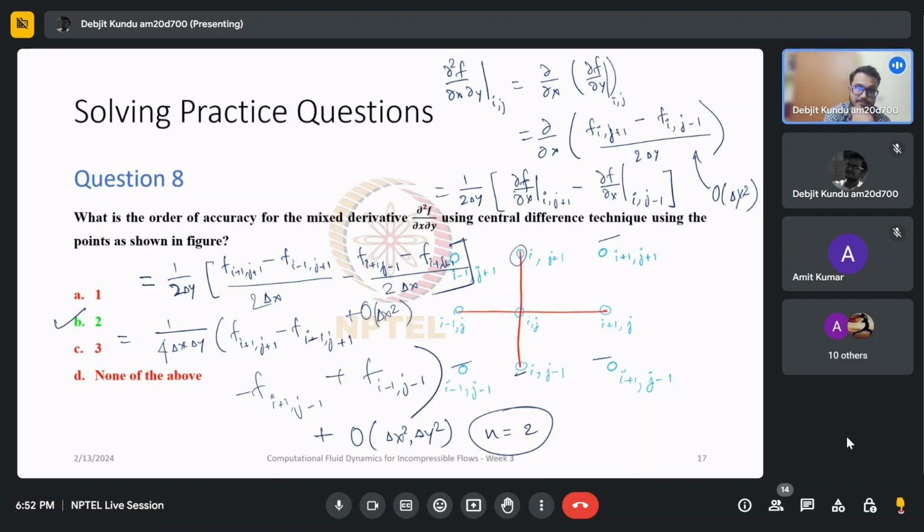Any questions on this? So we are using central difference twice, using 2 points only. So the order of accuracy over there is just 2. Since it's a mixed derivative, we have to use 4 points for the two directions x and y, and as a result we have this. Any questions, any doubts?